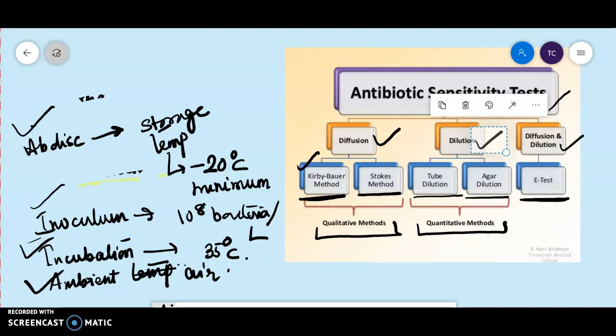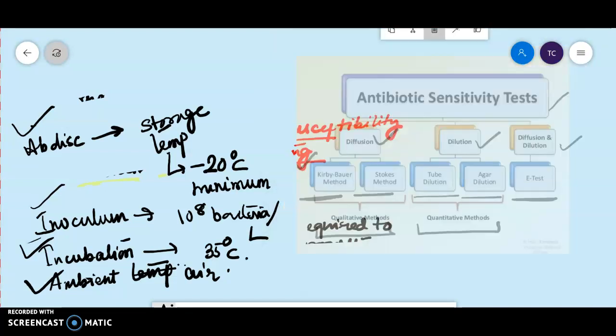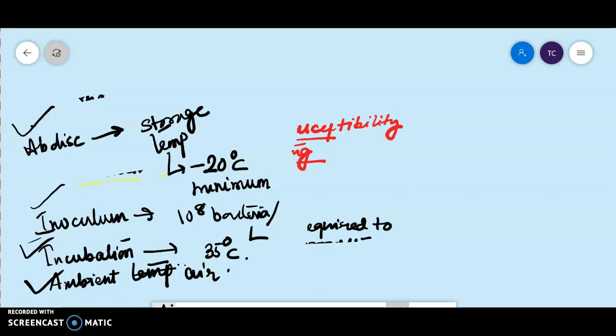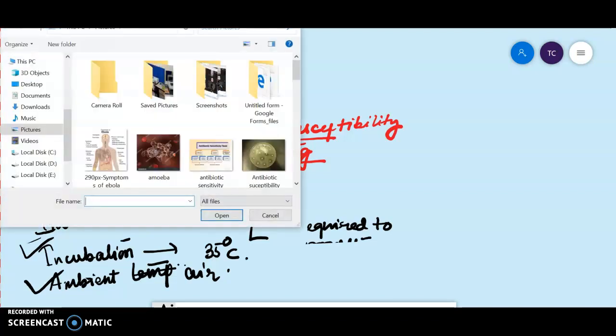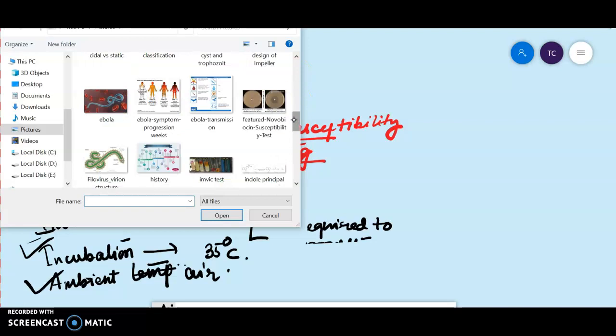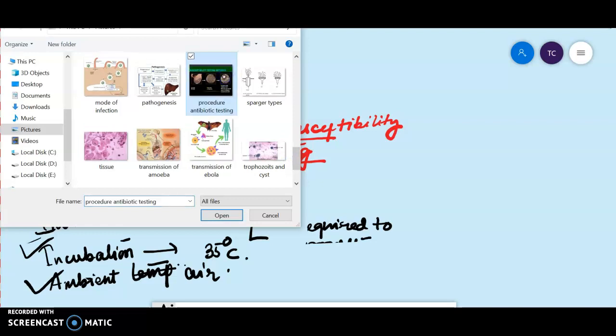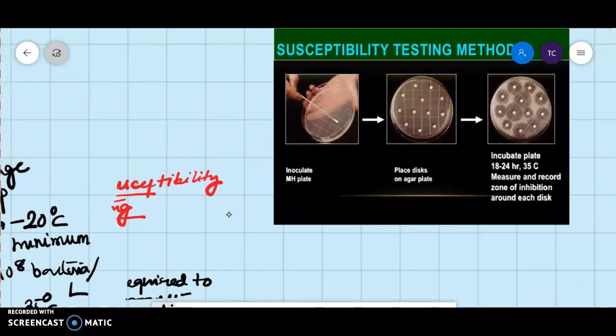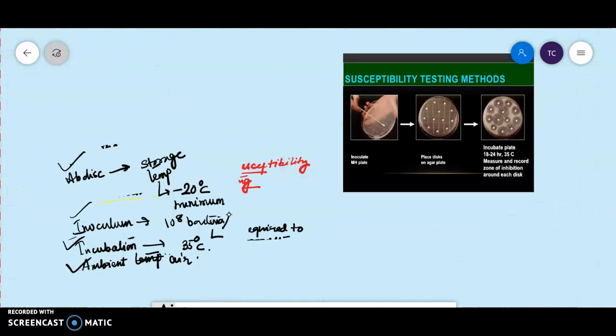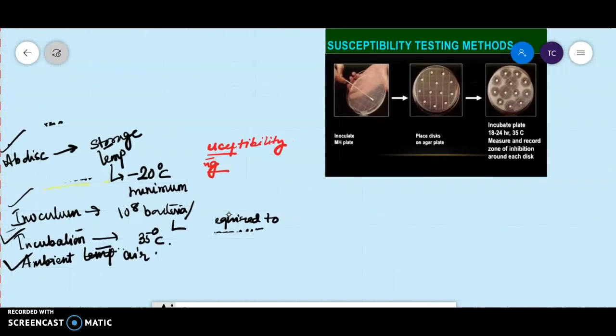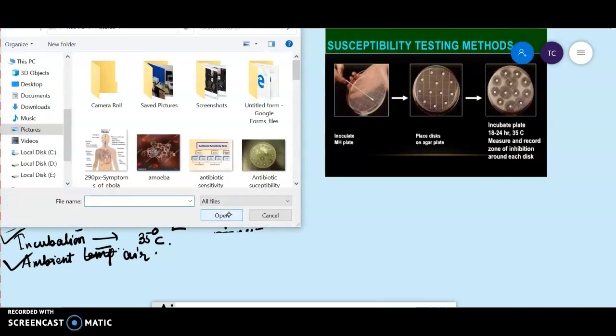So for the procedure, I have two different images. Of course, I will tell again and again in my video that I will always acknowledge all the images which I have taken from Google. So I will acknowledge all those Google images which I have taken for preparation of my video. I am very thankful for those images. So this is your antibiotic susceptibility testing. This is one image which I will be discussing, and of course I will also add another image which will totally describe your procedures.